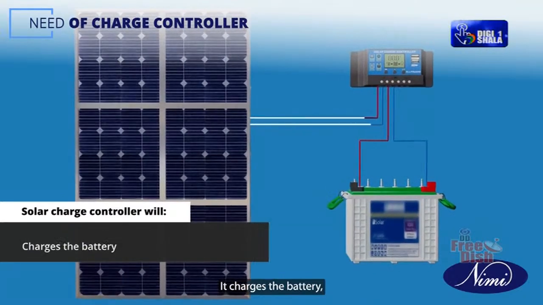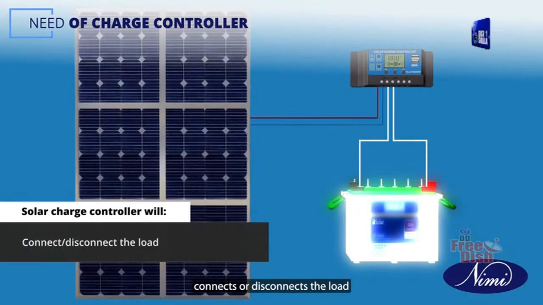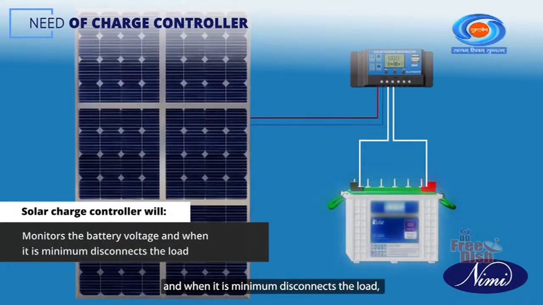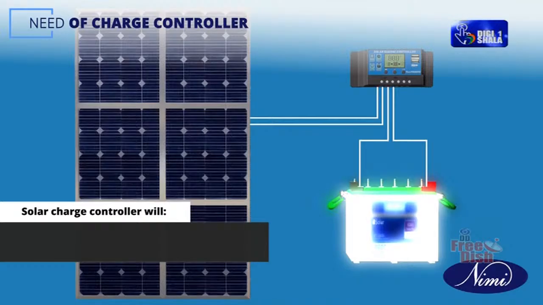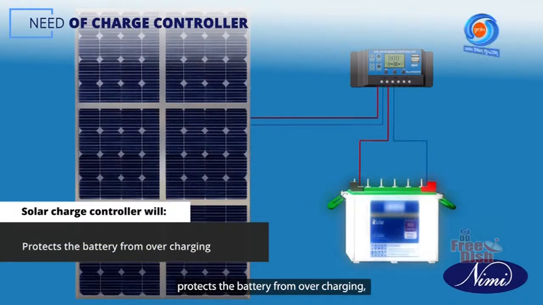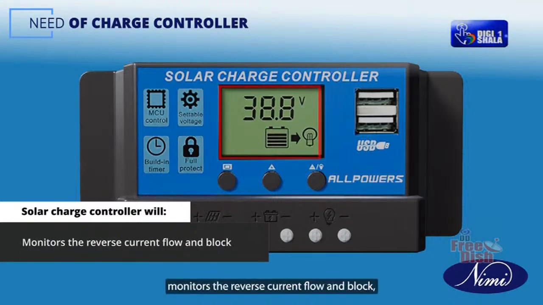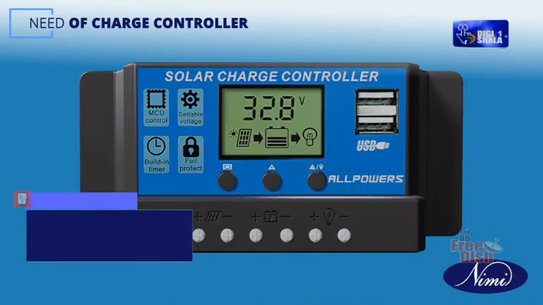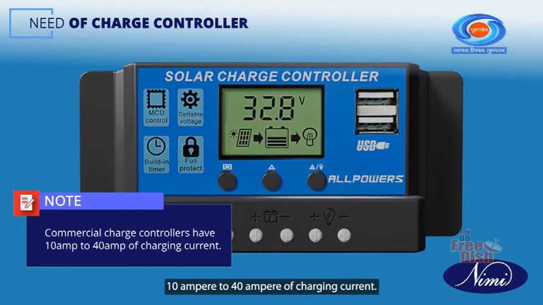It charges the battery, gives an indication when the battery is fully charged, connects or disconnects the load, monitors the battery voltage, and when it is minimum, disconnects the load, connects or disconnects the solar panel to the circuit, protects the battery from overcharging, prevents the battery from deep discharge, monitors the reverse current flow and blocks it, and indicates charging on, battery connected, solar on, etc. Please note that commercial charge controllers have 10 ampere to 40 ampere of charging current.